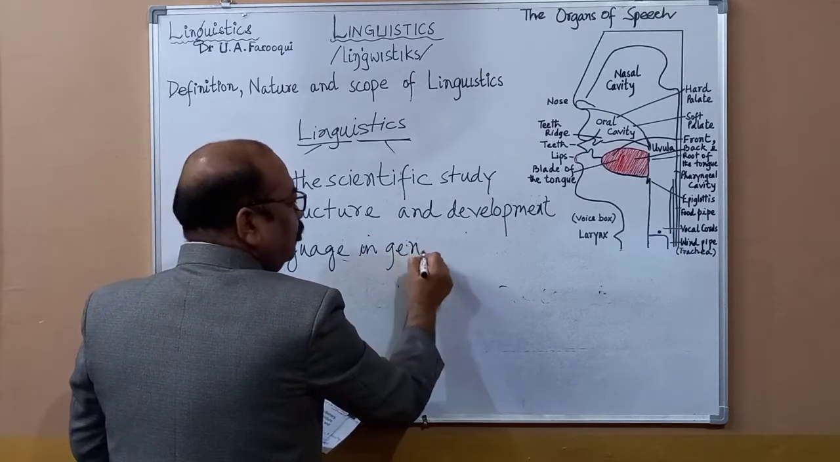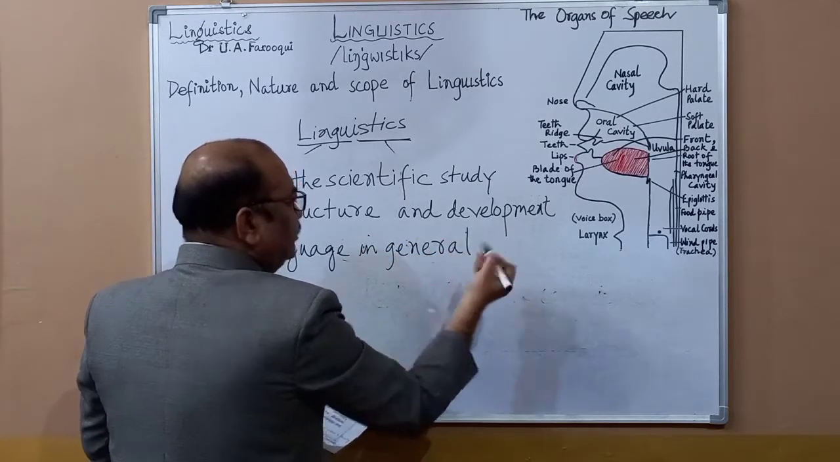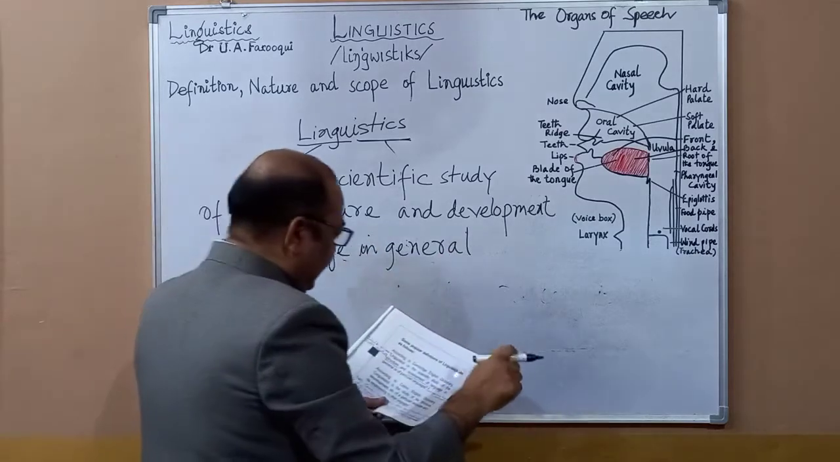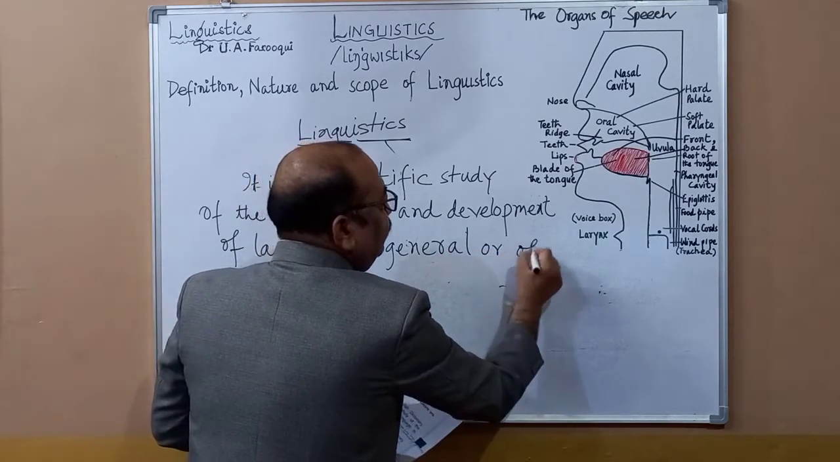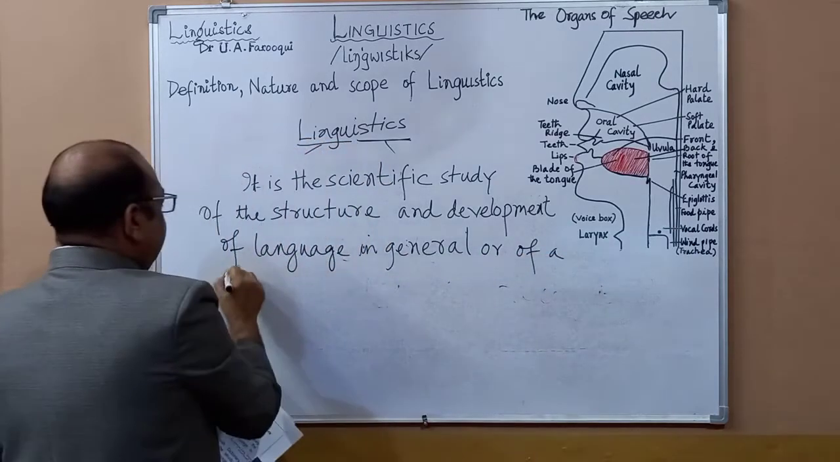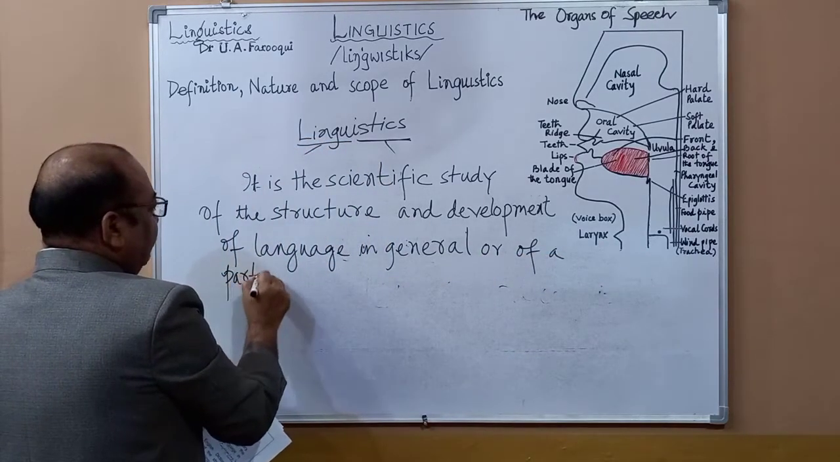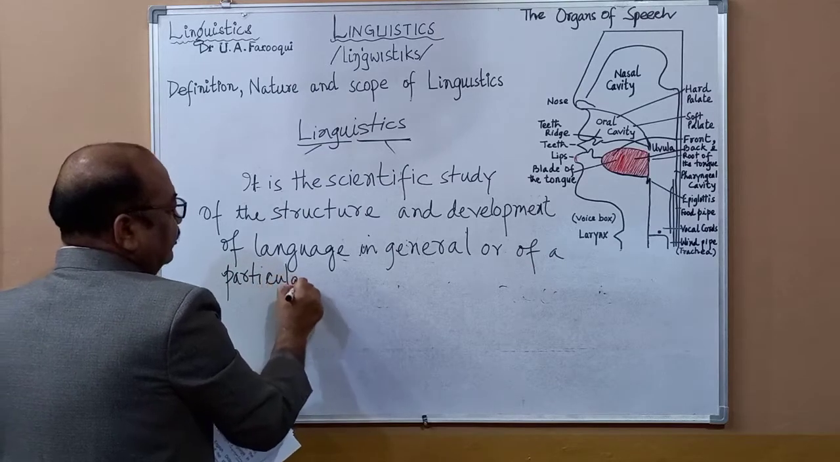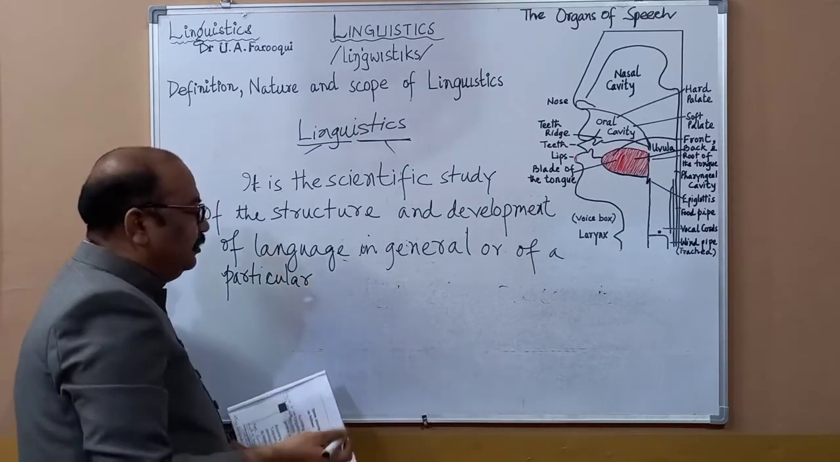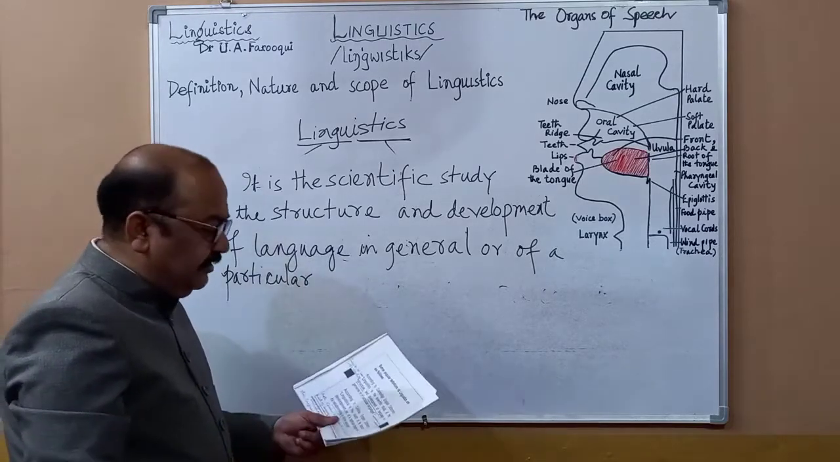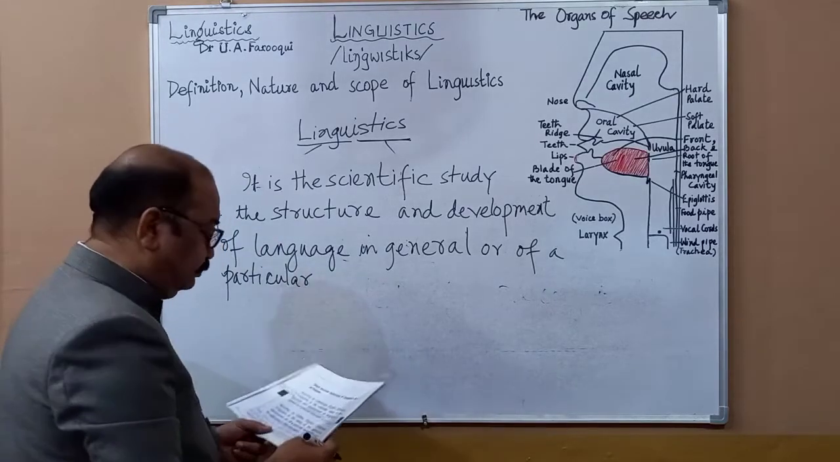In general means of all languages. Languages taken all together. In general or of a particular language. That is a specific language, a given language. For example, it can be English, French, Persian, or say Hindi, for that matter.